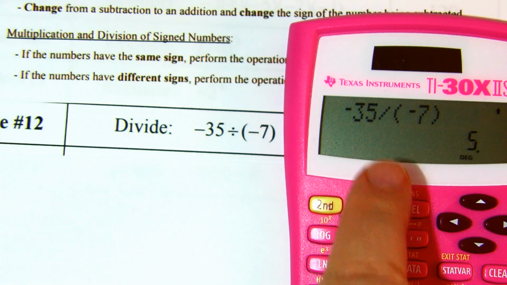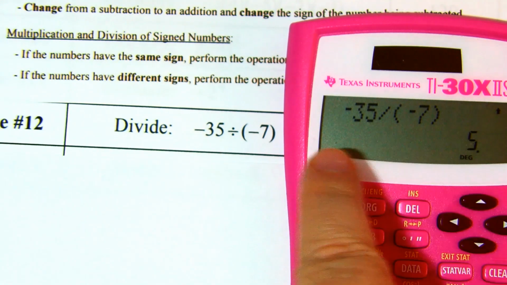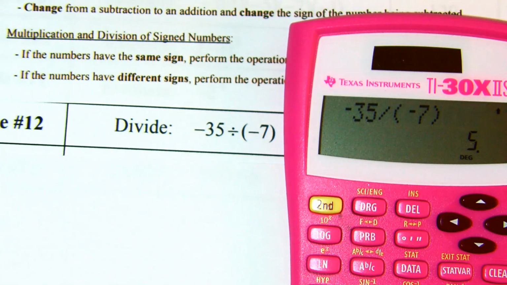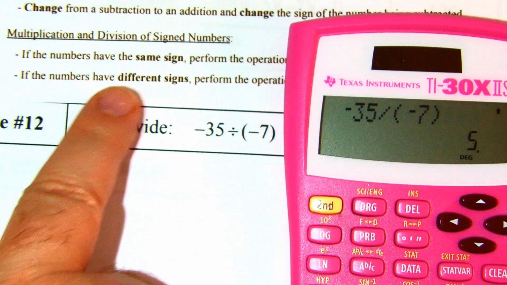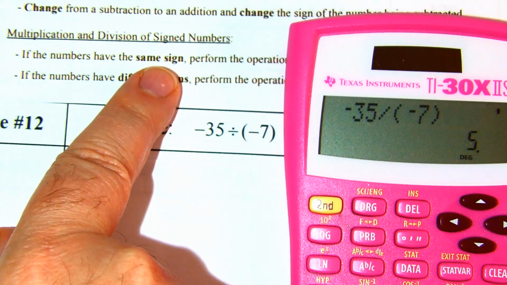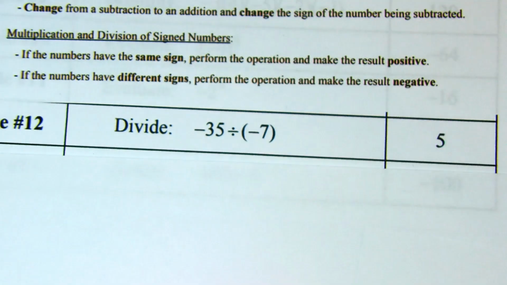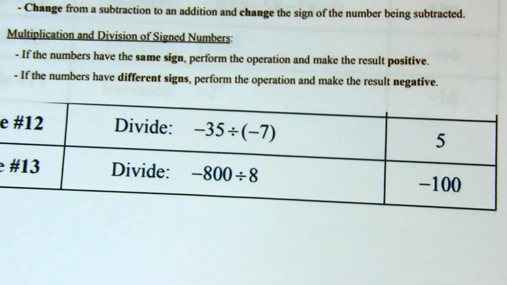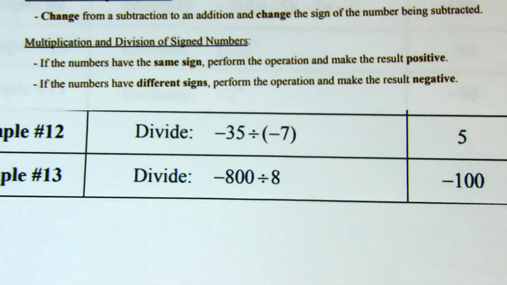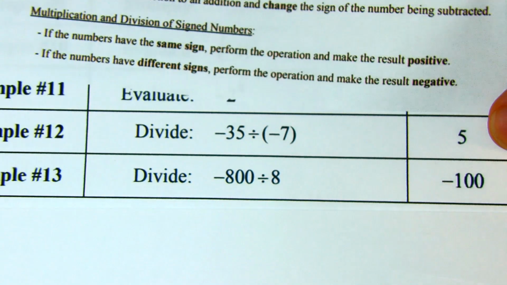My calculator knows when you're dividing or multiplying two sign numbers that you simply divide them. So it did 35 divided by 7, and then it said those two signs are the same. And the rule says if the numbers are the same, then the result is positive. Okay. Last one in this string of problems that we're going to do.